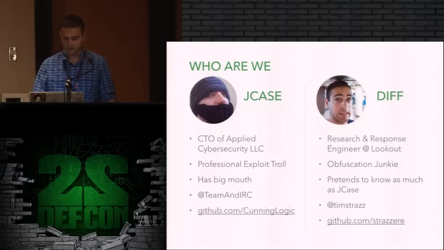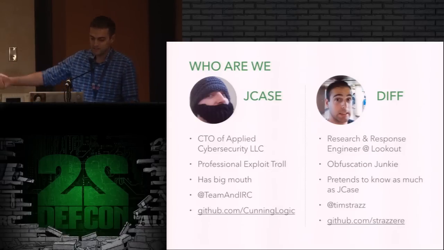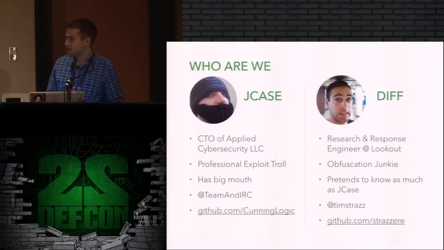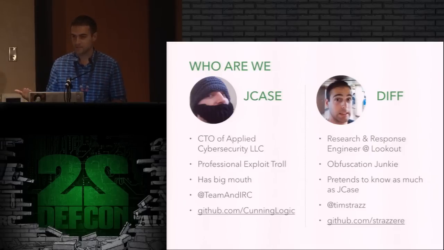So just a quick, who are we? This guy is Jay Case, I'm Diff. This is proof that we are not the same person. Many people have thought that for a couple of years, that we're the same exact person. So he's CTO, Applied Cybersecurity. He's basically an expert troll and finds lots of stuff and has the biggest mouth in Android, I think is what we're saying. That's his GitHub, that's his Twitter. I think he just capped out and beat Dan Rosenberg, so keep following him. I'm an obfuscation junkie. I work at Lookout Mobile Security. I do research and response, and I pretend to know as much as this guy, and that's also my GitHub.